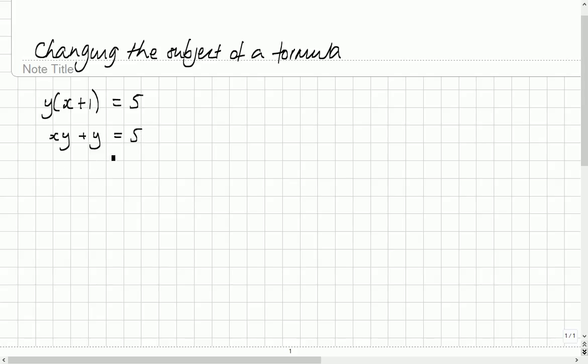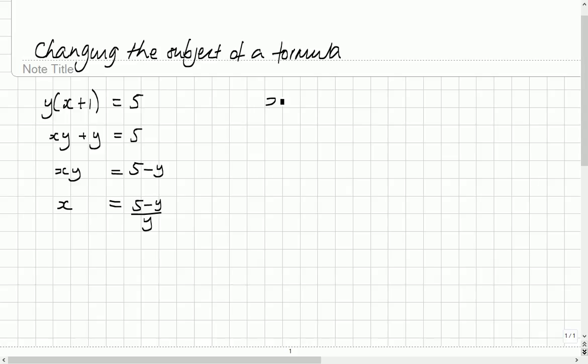We want to make x the subject, so let's get rid of this plus y, and to do that we could subtract y from both sides. That's going to give us xy equals 5 minus y, and we're nearly there now. All we need to do is get x on its own on this left hand side. So to do that, let's divide through by y. That will give us x on the left hand side, and 5 minus y over y on the right hand side. So that was fairly straightforward. Let's try a slightly harder one.